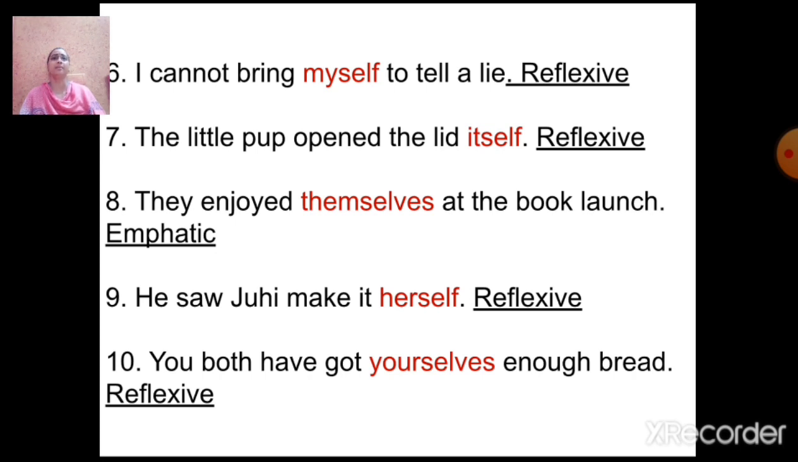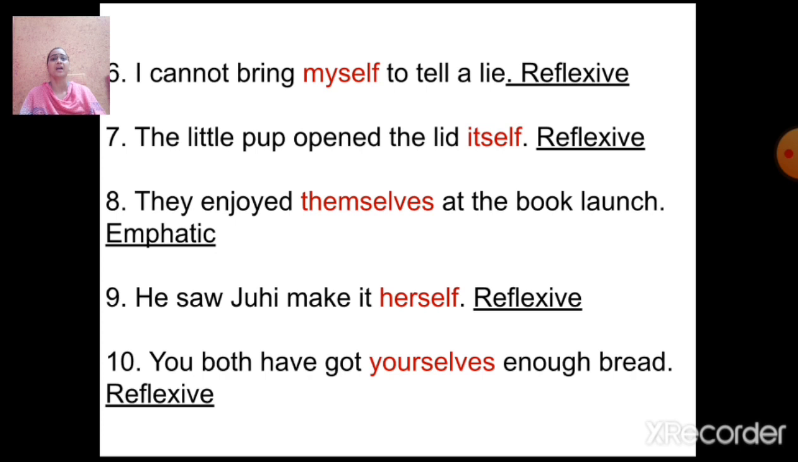The little pup opened the lid itself. Now here the subject is also the object of the sentence. So this is reflexive. Then they enjoyed themselves at the book launch.